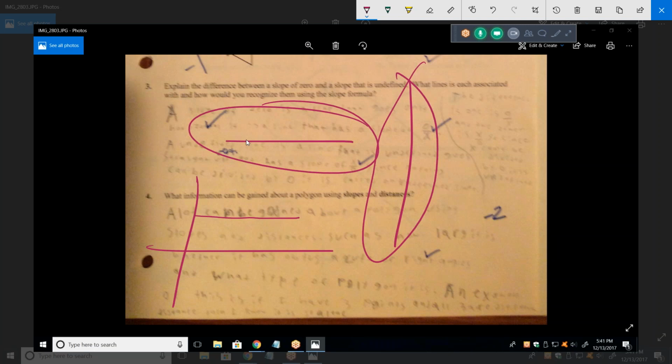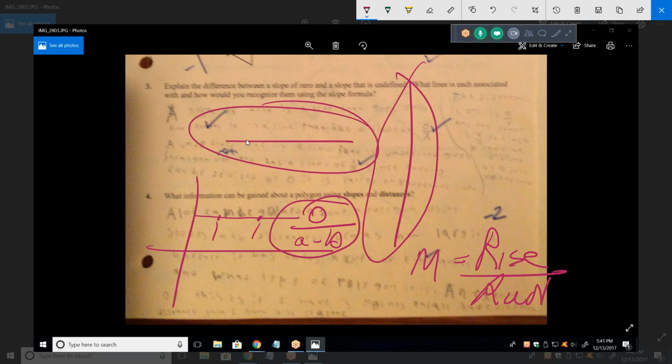Well, let's talk about slope. Slope is rise over run. If I take my horizontal line, what's the rise between that point and that point? The rise is 0 over a run of whatever that distance is, a minus b. But as long as 0 is in the numerator, then the rise is 0. As long as the rise is 0, then the slope's going to be 0.